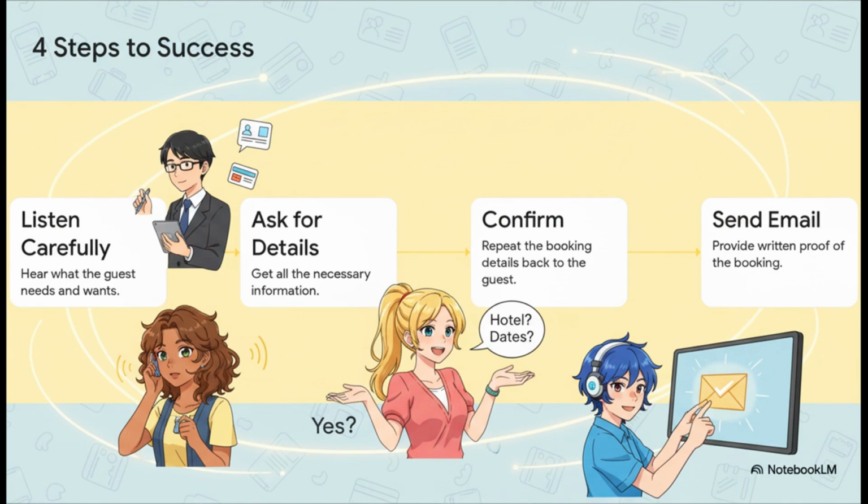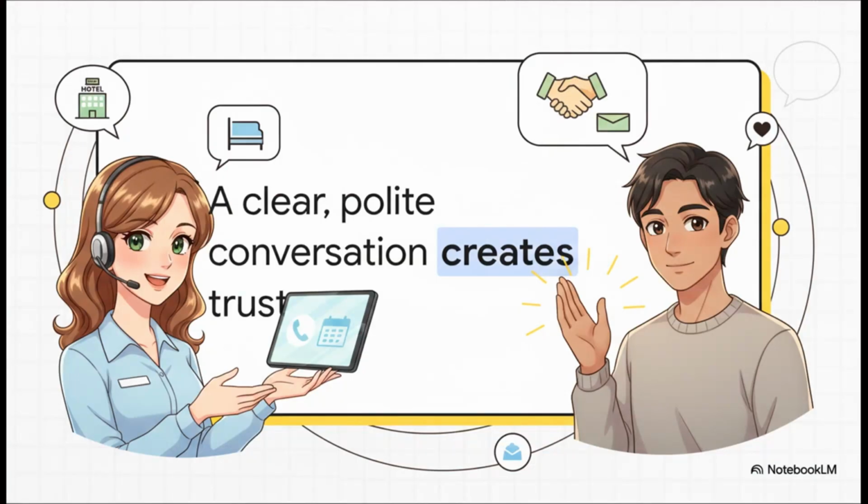Step 1, listen carefully to what the guest wants. Step 2, ask for all the details, like their name and the dates. Step 3, confirm everything. Just repeat the information back to the guest and ask, is that correct? And finally, step 4, send that confirmation email. Always send it. And here's something I really want you to remember. Be polite and be clear. Why? Because when you are, the guest will trust you, and building that trust is just so important.